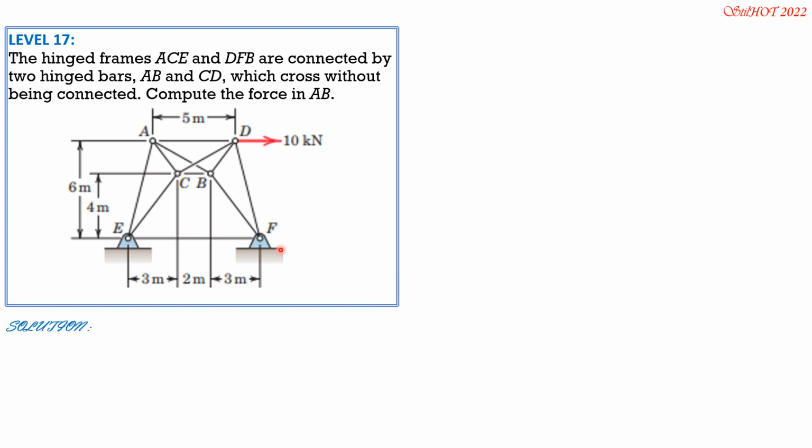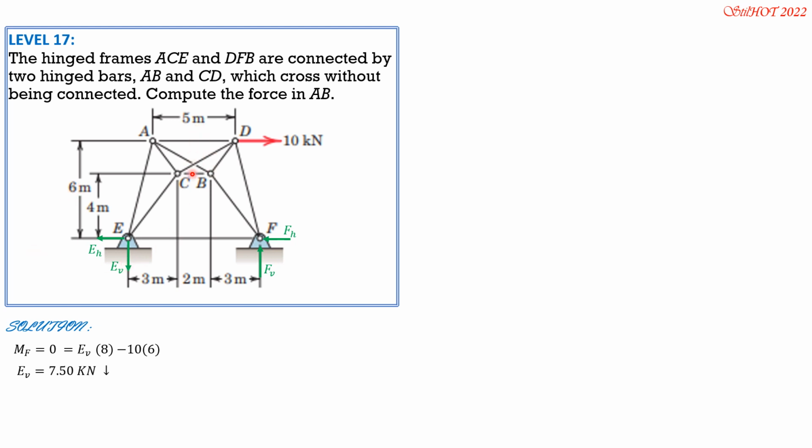So we will call the reactions FV here, and here downward is EV. Then FH and EH. Then we consider the whole system. So we set moment at F equals 0 to solve for EV. So counterclockwise positive, this is equal to EV times 8, then minus 10 times 6. So from there, we can solve EV equals 7.5 kilonewtons downward.